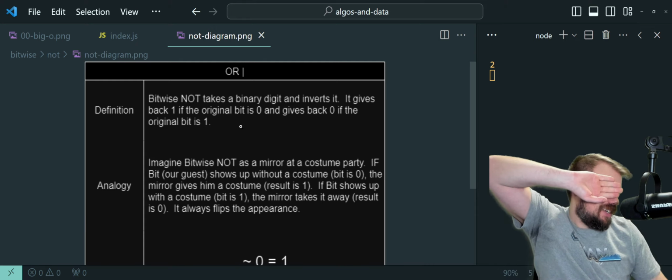Okay, but the definition, analogy, example, and the diagram are correct, however.